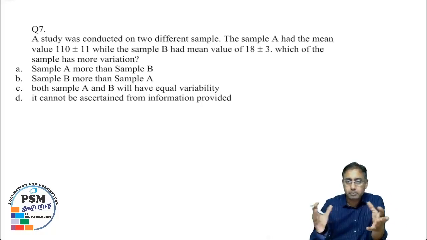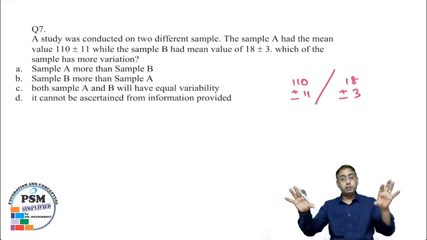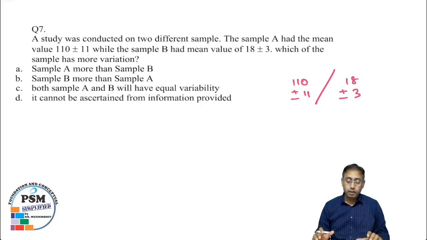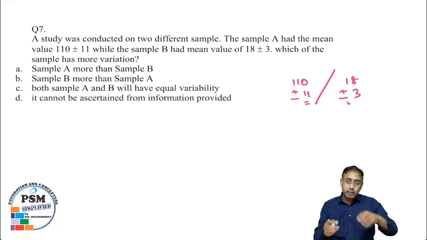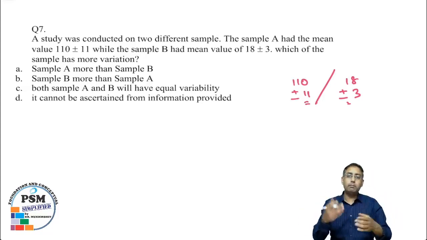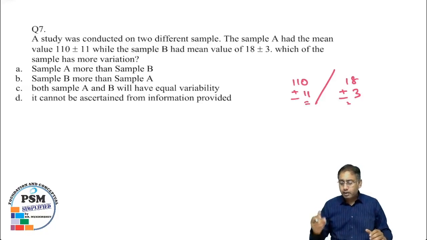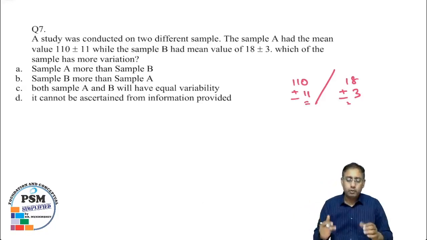So wow, that's a big difference. I see that it is 110 plus minus 11 and you want to compare it with 18 plus minus 3. You want to compare these 2 things. So which of the following has more variation? I don't know. How would I know? See, the standard deviation for 110 is too much. But the mean was also 110. So anything which has normal values as 110 plus minus 11 is okay. 18 plus minus 3 is also okay. I don't know. So how to attempt this?